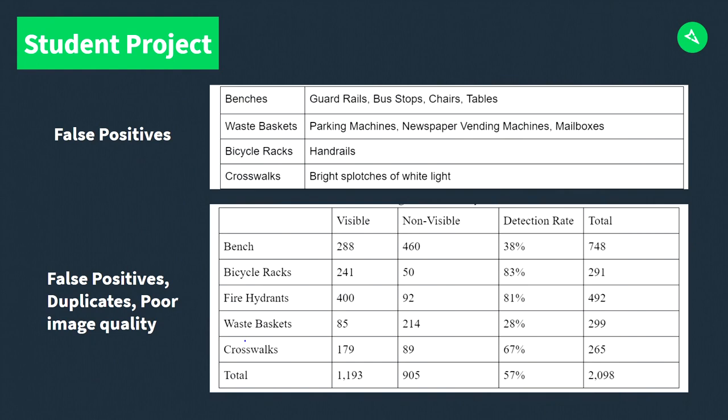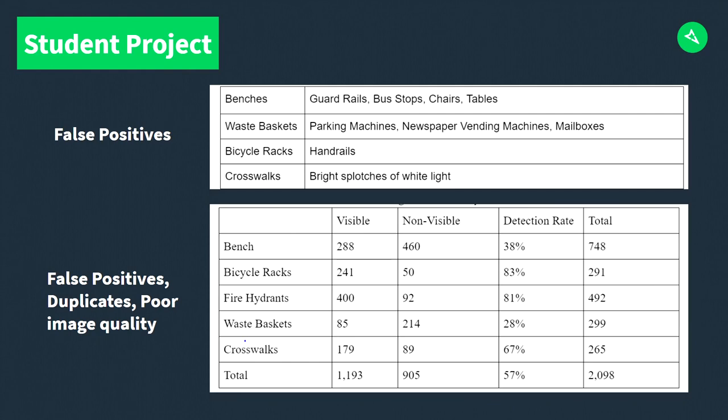So we found quite a few of them had issues with false positives. Benches, for example, when you're a machine and not a human that thinks as critically as we do, you can classify it often very much the same as things like guardrails, cafe chairs and tables. Technically you'd give the machine some leeway. That looks like a bench, but it's really not. So it wasn't useful in actually adding to the map.